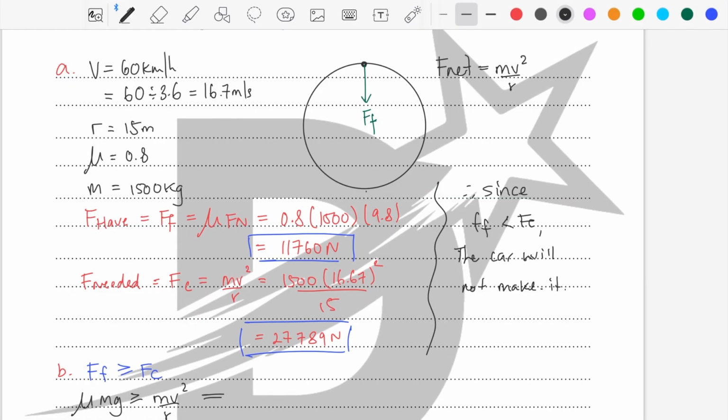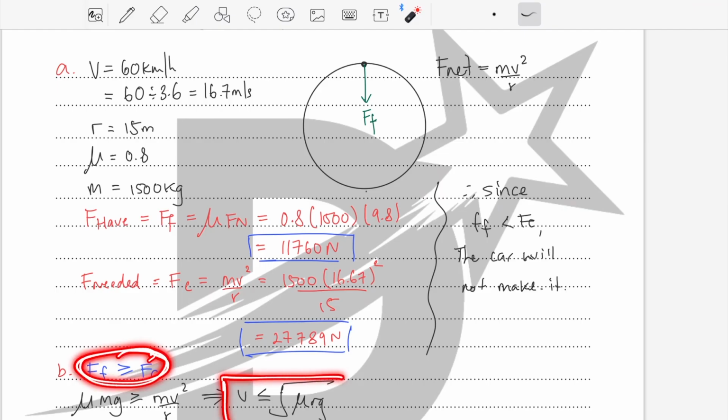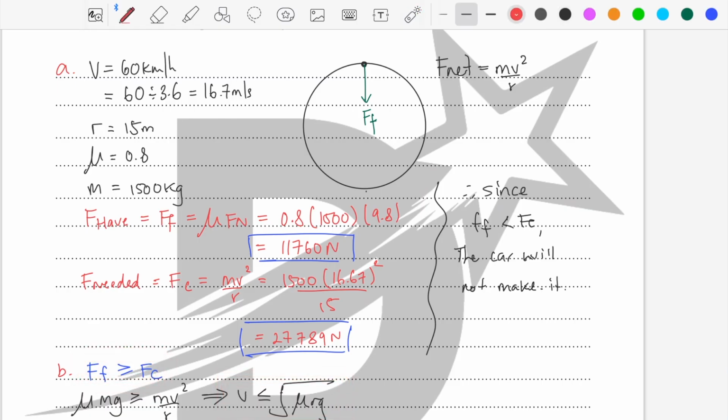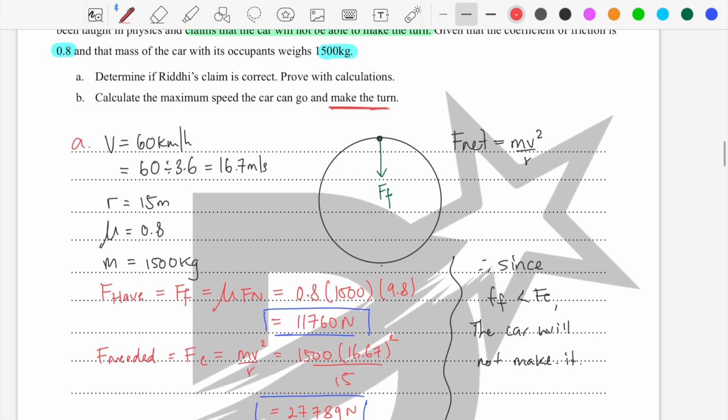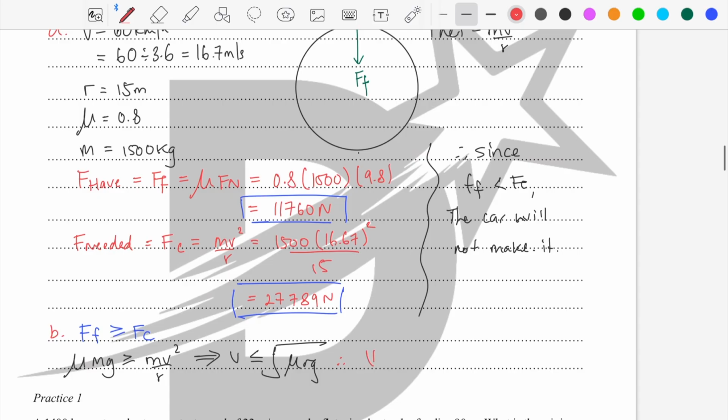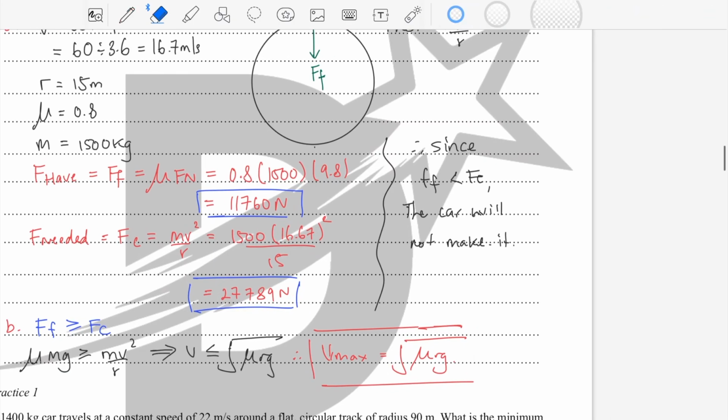So if you rearrange the equation and solve for v, you can see here how the masses cancel out, and we have v is less than or equal to the square root of mu r g. So what this is saying is that in order to make the turn, the velocity has to be less than this amount. Correct? And so the maximum speed that you can travel at and still make the turn is when v equals the square root of mu r g. Okay, does that make sense? And then from here, all you have to do is plug it into the formula, and that's your answer.